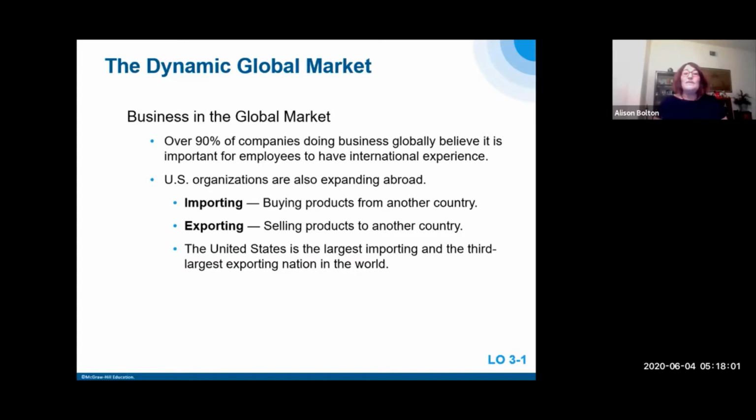U.S. organizations are also expanding abroad, both importing, that's buying products from another country and bringing them in, and exporting, selling products to another country. The U.S. is known as the third largest exporting nation in the world. That means we have a lot of products to sell.